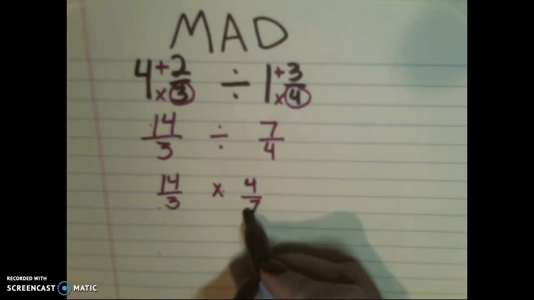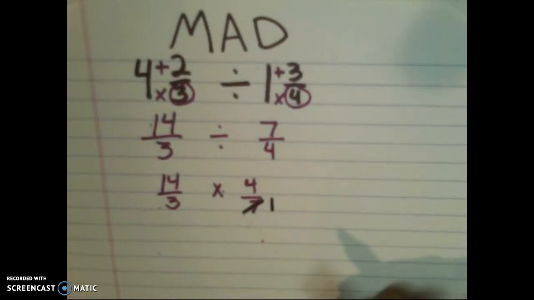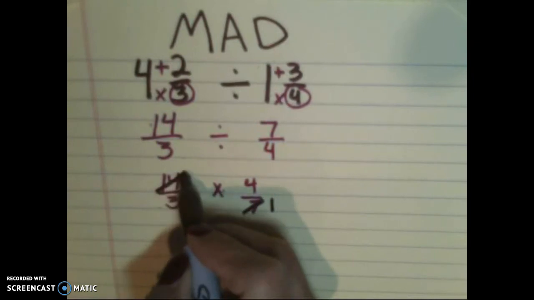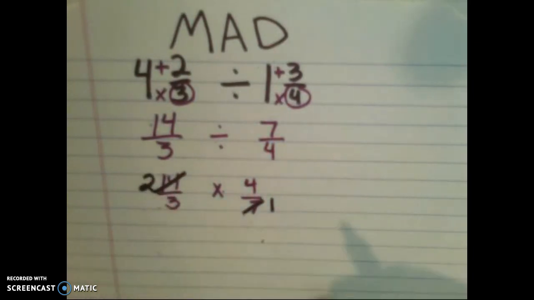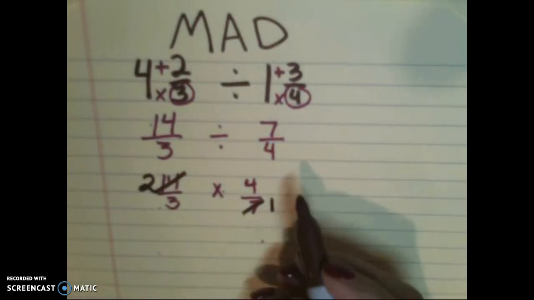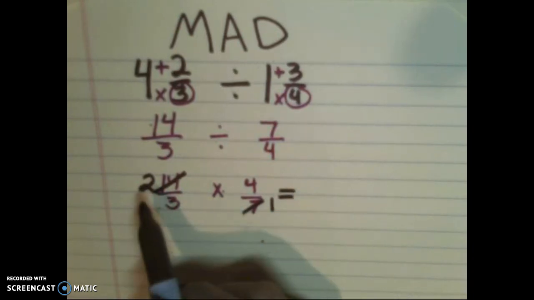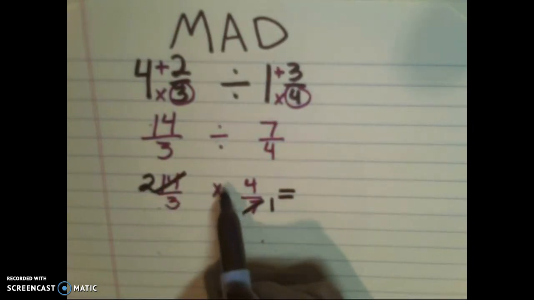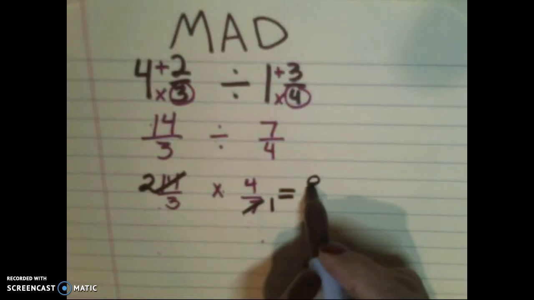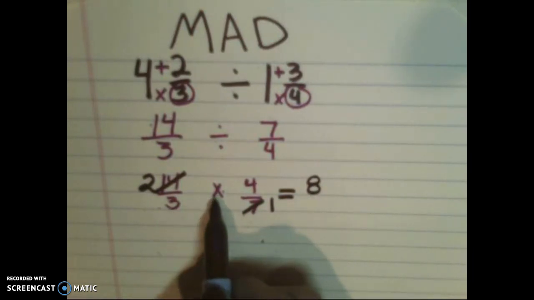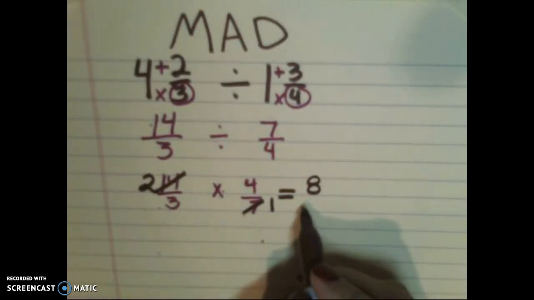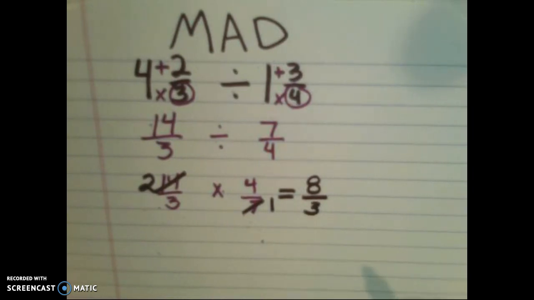So if I divide 7 by 7, I get 1. And if I divide 14 by 7, I get 2. Now I have a lot smaller numbers to work with, and I just multiply across. So 2 times 4 is 8, and 3 times 1 is 3. This is my quotient, so this is my answer.